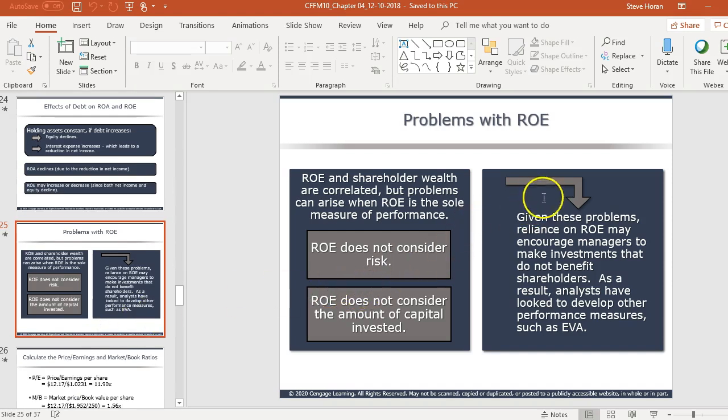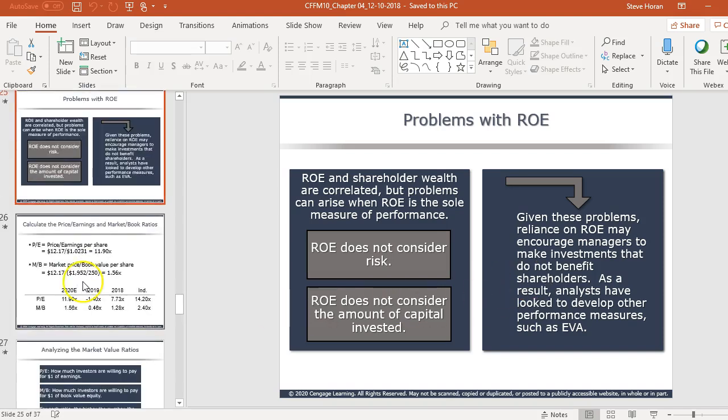Now, ROE itself, while it's a very good measurement, and as I mentioned, investors look at that one closely, you can see here it does not consider risk. It does not consider the amount of capital invested to earn a certain return. So ROE might encourage managers to make investments that don't benefit shareholders, that have more of an impact on the short term and not the long term. So there are other measures that can be used to measure performance better. EVA is called economic value added, and that's one alternative to ROE.